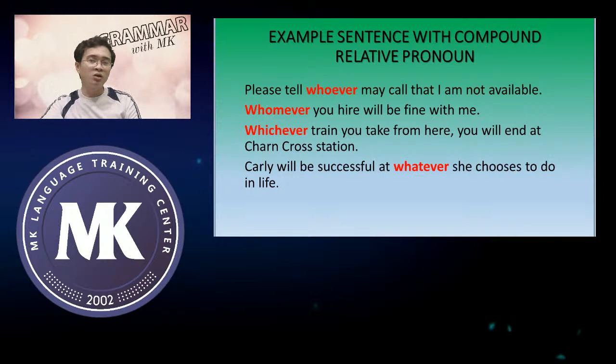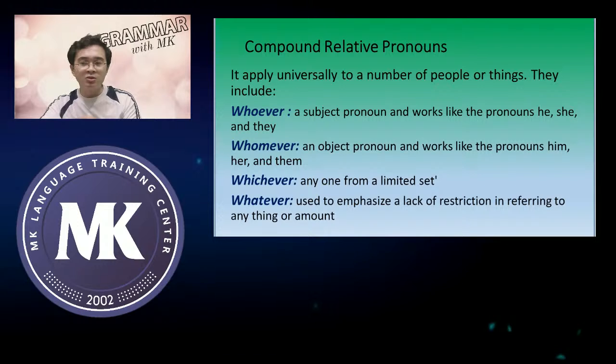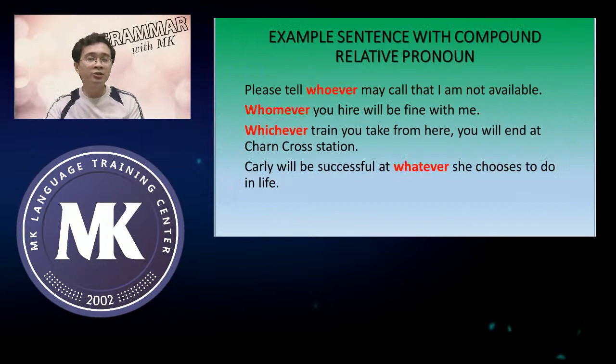And next one, we have, whichever train you take from here, you will end at Charing Cross Station. For whichever, in our example here, it means anyone from a limited set. So maybe in the train station, there are 1, 2, 3, 4, 5 train stations there. Whichever you choose, only one, you can go to the destination that you want to go, or in the Charing Cross Station. So we can use whichever in that situation if there is a given choice that you need to choose only one, okay?